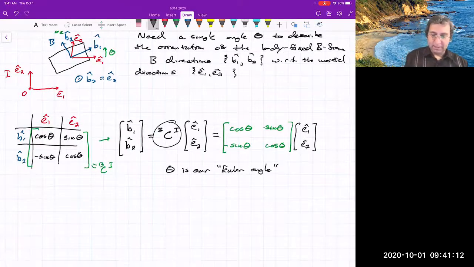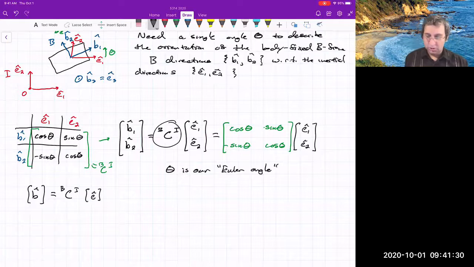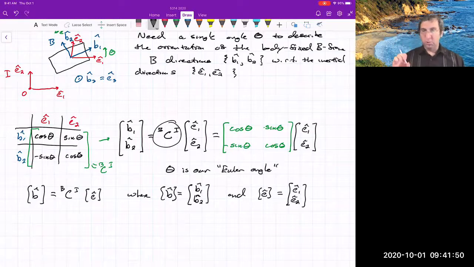We sometimes compactly write this as B equals C, this is a matrix, times E. This is just a compact way of writing the relationship between the frames, where by B, we mean shorthand for the collection of unit vectors. And this generalizes to 3D. Right now, we've got a collection of just 2 unit vectors. We could do this as a collection of 3.